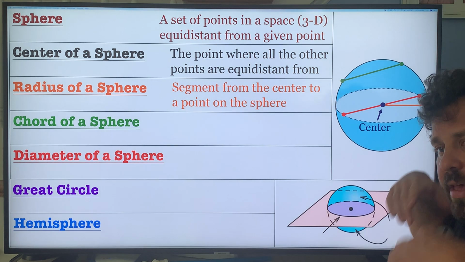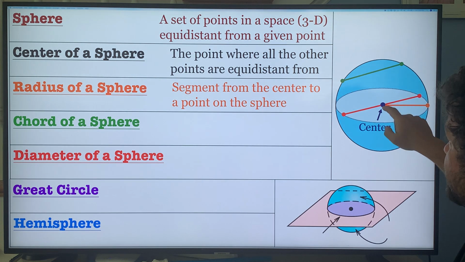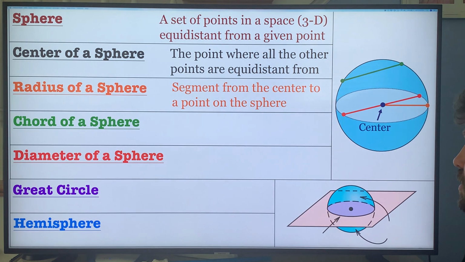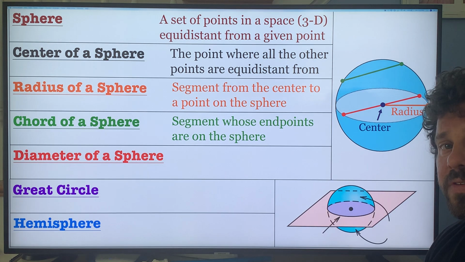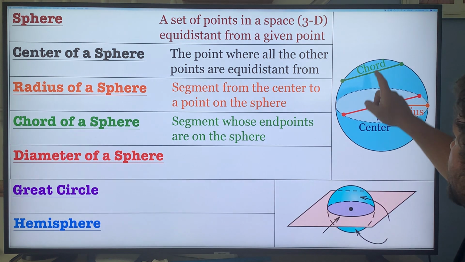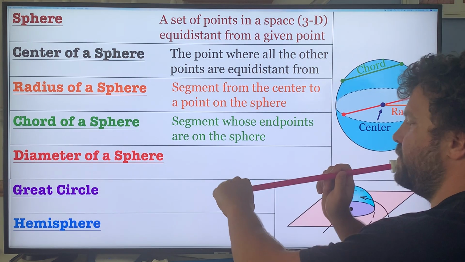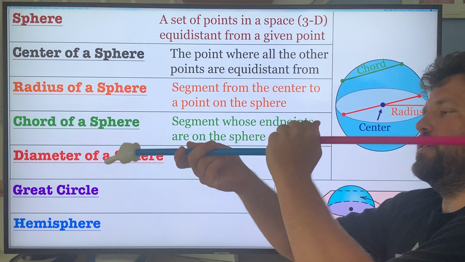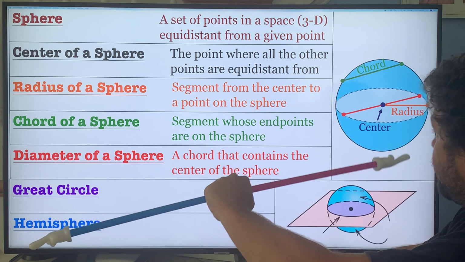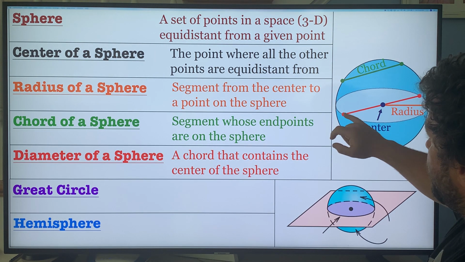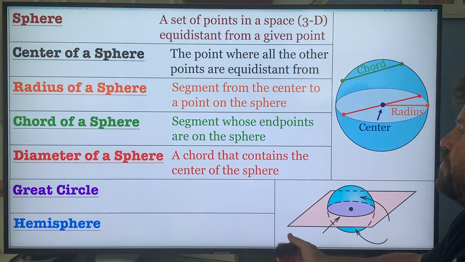A chord. If you have your sphere and you have a piece that goes from one point to another but does not go through the center, that would be your chord. So there's my radius. My chord is a segment whose endpoints are on the sphere. And a diameter. Well, the radius goes from here, but I took a second radius and went the other way. This combined thing would be my diameter, just like the diameter in a circle. It goes from one part of the sphere to another part. So it's the chord, but it contains the center.